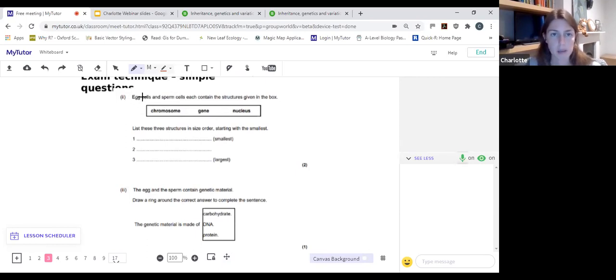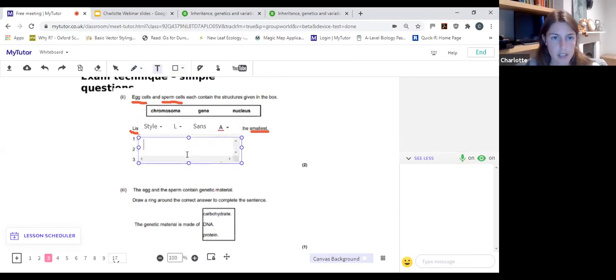So egg cells and sperm cells, so gametes, each contain the structures given in the box. List these 3 structures in size order, starting with the smallest. Classic mistake at a question like this would be starting with the biggest. So make sure that you just get that reading right and really accurate.